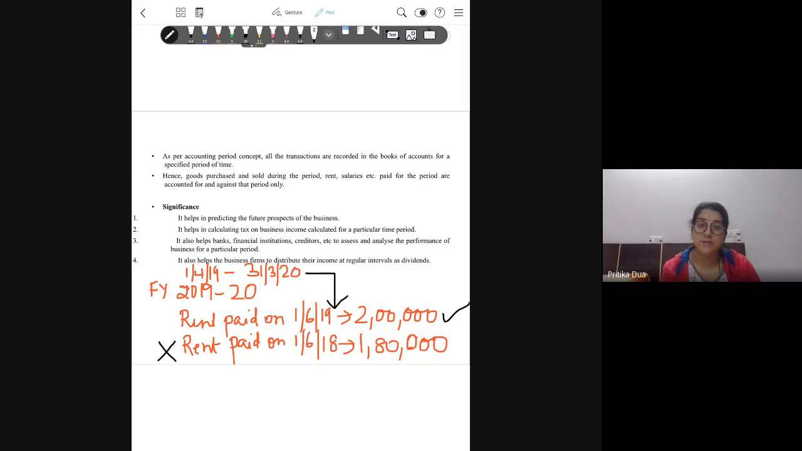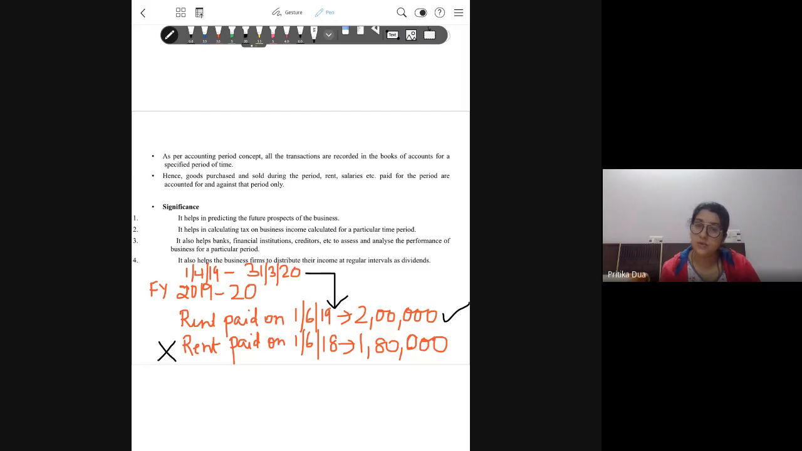Now, what are the benefits of this concept? It helps in predicting the future prospects of the business. How future prospects? When you know that at the end of this year we have this much profits, I can make this much, I have this much surplus cash, I'll accordingly make investments for the future. Okay, when I see that I'm having surplus cash, only then will I plan some investment for the future.